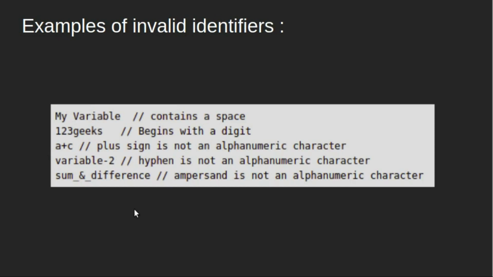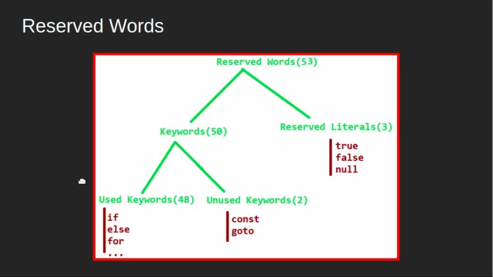These are the examples of invalid identifiers. The first one contains space, thus it's an invalid identifier. This begins with a digit, thus invalid. The remaining contains invalid special characters, thus they are also invalid identifiers.